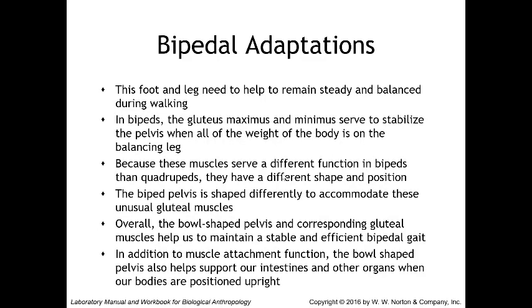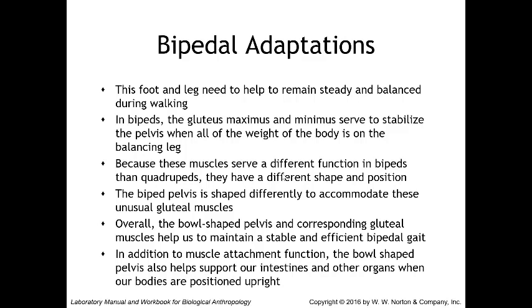So the foot and the leg need to help to remain steady and balanced during walking. In bipeds, the gluteus maximus and minimus serve to stabilize the pelvis when all the weight of the body is on the balancing leg. Because these muscles serve a different function in bipeds than quadrupeds, they have a different shape and position. Remember, when we have muscles in different shapes, different positions, then the bones are going to reflect that. So the biped pelvis is shaped differently to accommodate those unusual gluteal muscles.